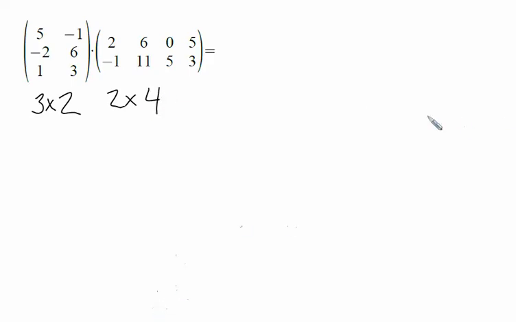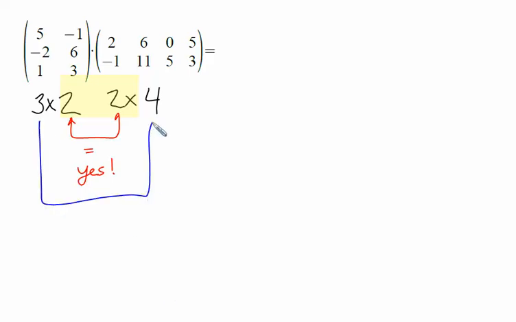Can these matrices be multiplied? And the answer is going to be yes, because the inner dimensions are equal. Anytime the inner dimensions are equal, we can multiply. And the resulting matrix will be equal to the outer dimensions. So we will have a 3 by 4 matrix as the result.